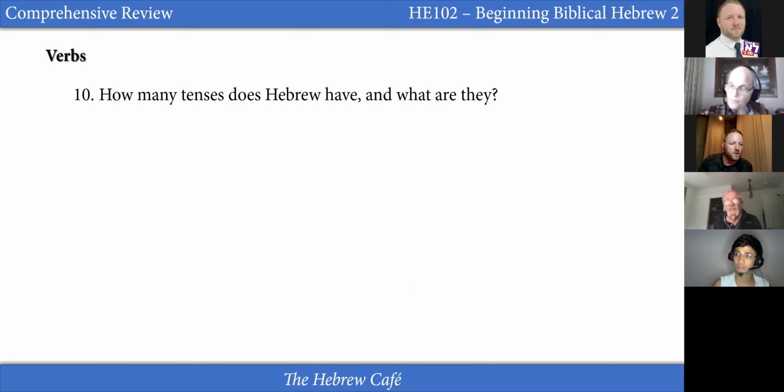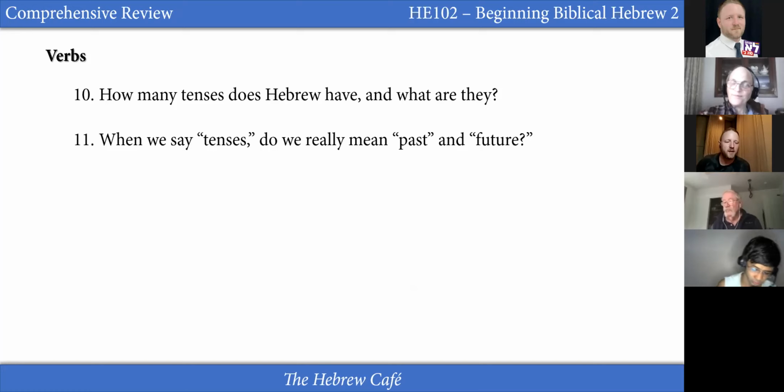Okay. Number 10. How many tenses does Hebrew have, and what are they? Kind of a trick question. Two. Perfect and imperfect. Right. When we say tenses, do we really mean past and future? Does perfect map to the past and imperfect map to the future? That's the question. Usually it is translated as that, but it's more of completed and incomplete action. And it's related to the tense that you're in. If you're talking in the past and you use the imperfect, it's the future of the past. It's not necessarily the future of now. So you would translate it as would. Would is the future of the past.